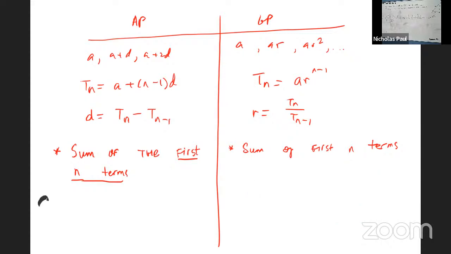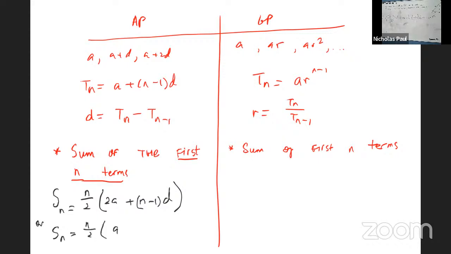If you have an AP, the formula looks like this. The sum of the first n terms is equal to n over 2 by 2a plus n minus 1 multiplied by d. That's the formula for AP. Or if you have the last term, you can use this formula: n over 2 by a plus L. That L there is the last term.